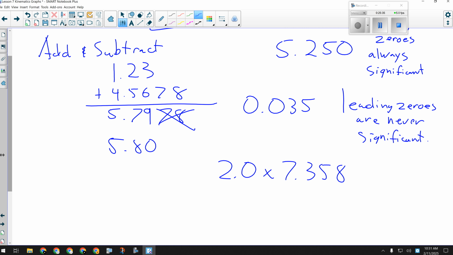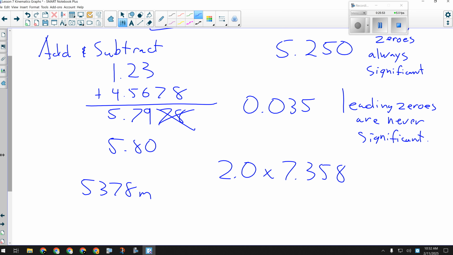All right, so let's say I multiply two numbers together and I'm only going to have 2 significant digits, but the answer comes out to 5,378 meters. Okay, how do I represent that to 2 significant digits?